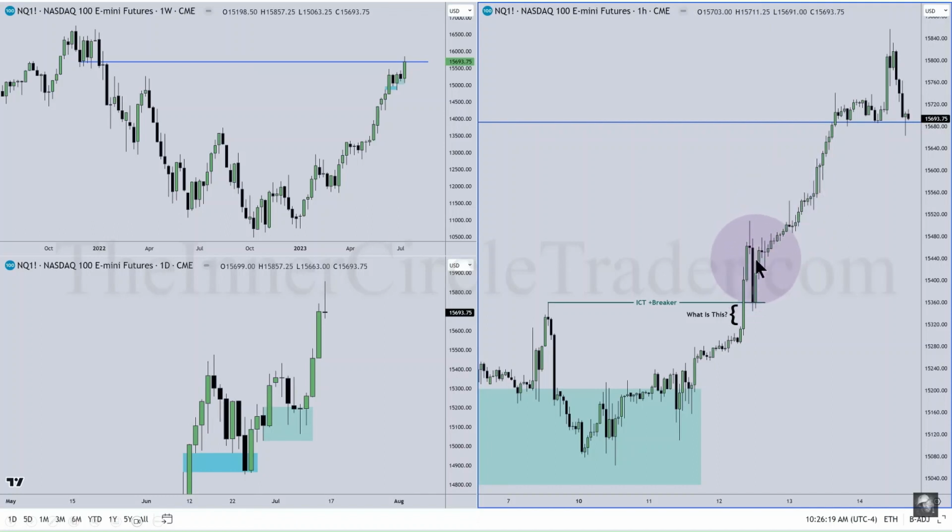You see this wick right here? You see that wick? Half of that is what? Consequent encroachment. Interesting how it goes right down to it right there. Interesting how we have a gap right there with a wick. So if we have a gap like this with a wick, always trust and allow for it's likely to go into this consequent encroachment, not just fill in that gap right there.